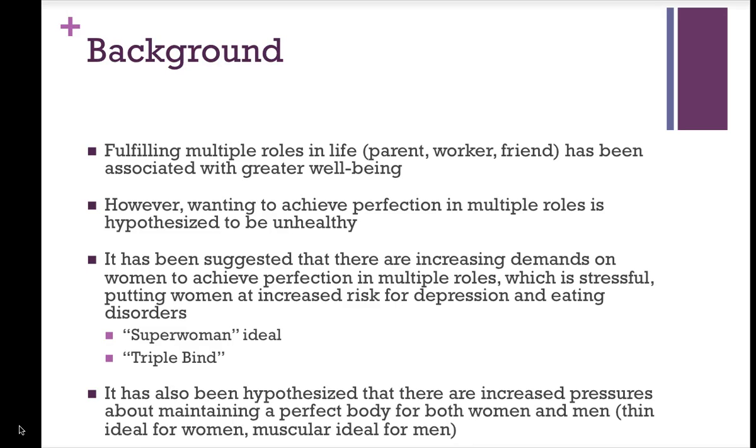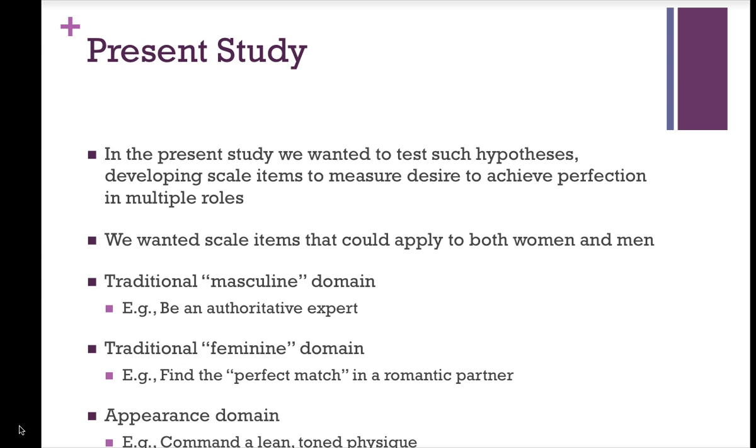And it's recently been suggested that there are increasing demands on women, particularly to achieve perfection in multiple roles, which is stressful, putting women at increased risk for depression and eating disorders. Some of these ideas come from the idea about the superwoman ideal or the triple bind. It's also been hypothesized that there are increased pressures on men too, specifically about maintaining a perfect body. The thin ideal for women, the muscular ideal for men.